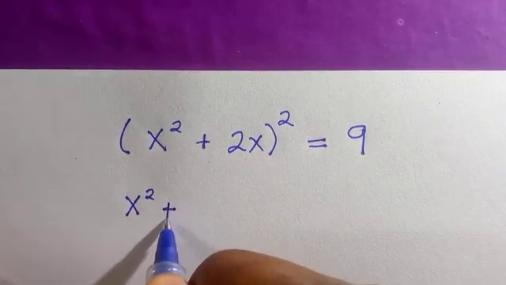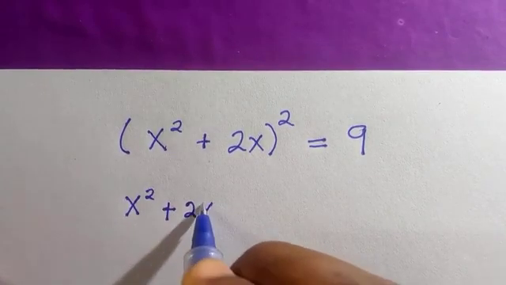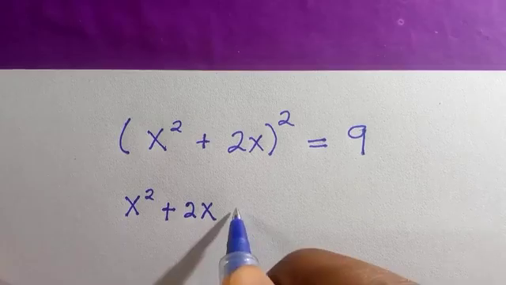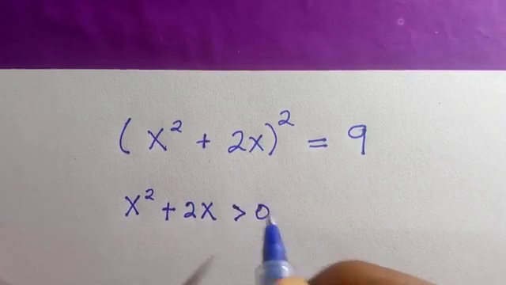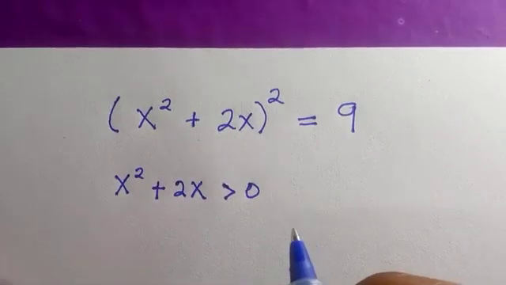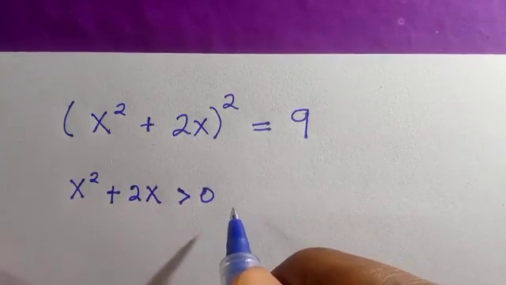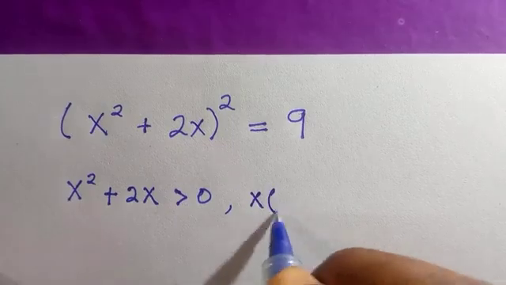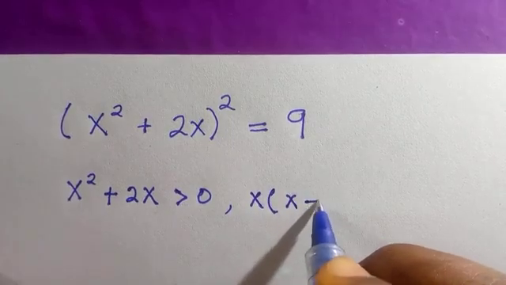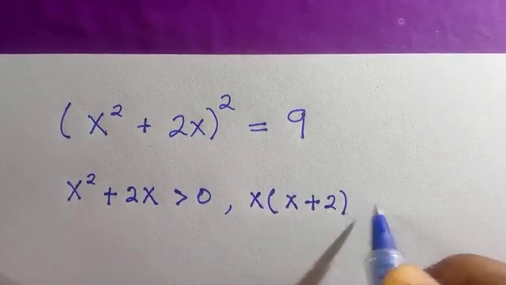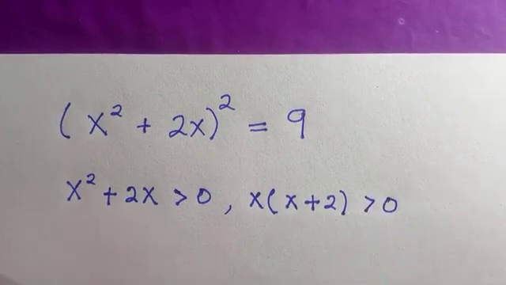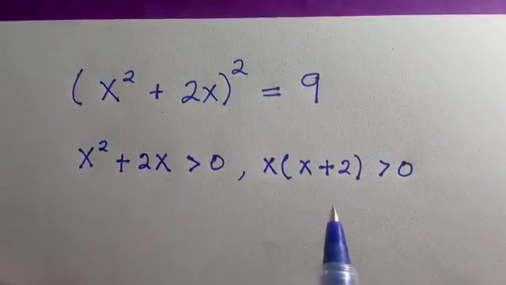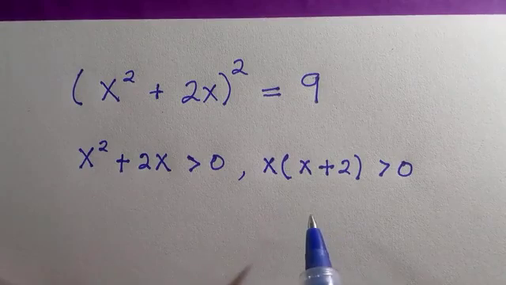So we know from this, if I take out x squared plus 2x, the condition is that this value is always greater than 0. And if it is greater than 0, then by taking out x, we have this as x times (x plus 2), and we agree that this is always greater than 0. But we have some conditions attached to the value of x.